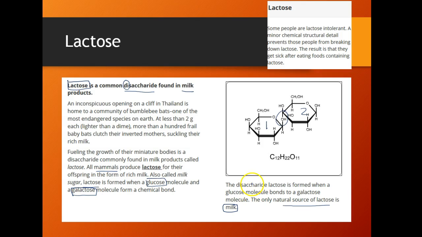I'm sure some of you guys have also heard of someone being lactose intolerant. They might have trouble eating ice cream or drinking milk without hurting their stomach and digestive system. Basically, what that means is that there's a minor chemical structural detail that prevents these people from breaking down lactose. That's why they get sick after eating foods that contain lactose. They don't have the enzyme that can break the lactose down, so it just stays in their system, which gives them an upset stomach.